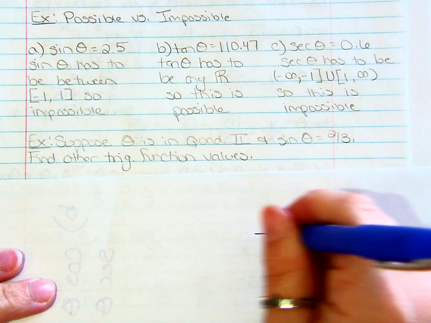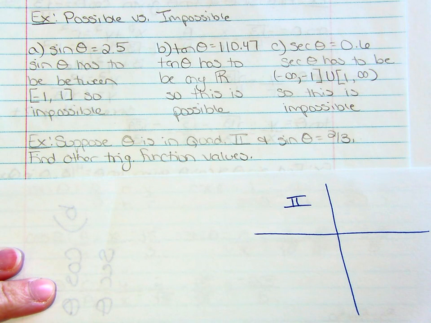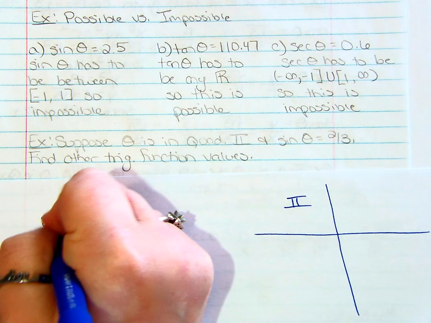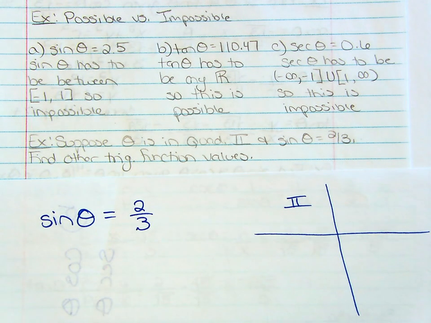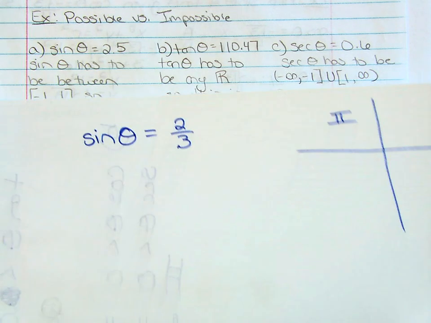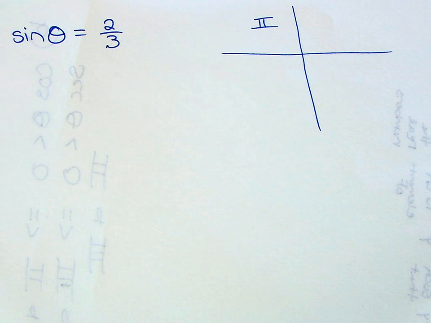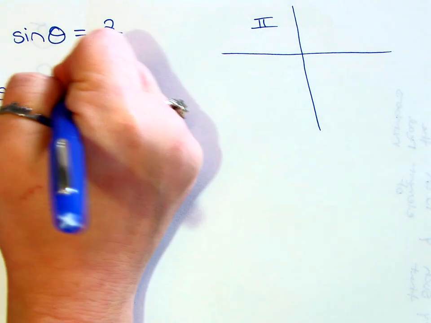So what we know is we have theta in quad 2, so that's over here somewhere. We don't know anything else, but it's over here. And we know that sine of theta is 2/3. Based just on that information, what else do we know? What is the next trig function that you think would be easiest to find? Yeah, cosecant. Cosecant will be the next one that's easiest to find because it's the inverse of sine.